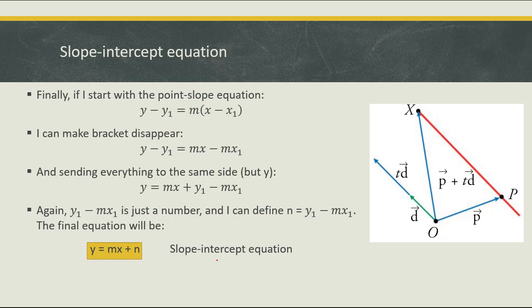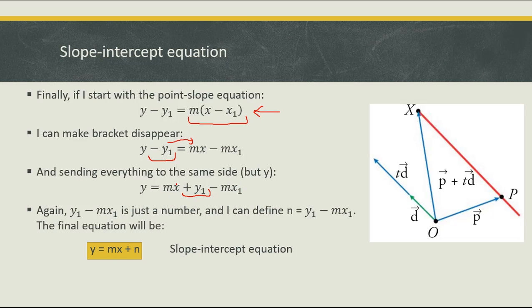And finally, the last equation you are going to need to know: the slope-intercept equation. Again, as I have been doing in the previous slide, I start with the point-slope equation. Here I have a bracket, so I can multiply this bracket: m multiplied by x and m multiplied by x1. And this y1 here is subtracting, so I can send it to the other side adding. I place it here, but I don't mind placing it here or here.